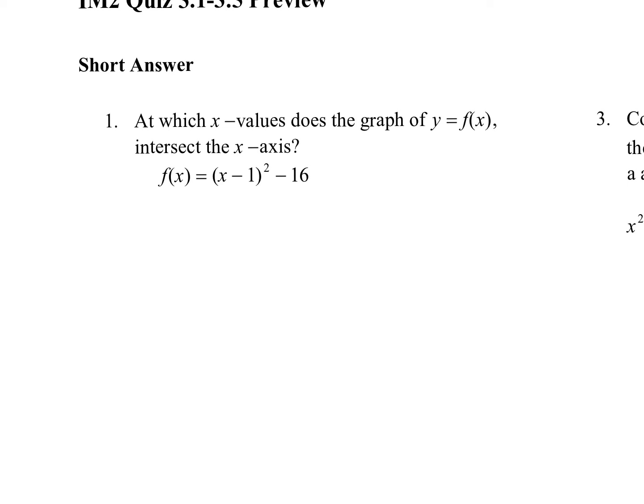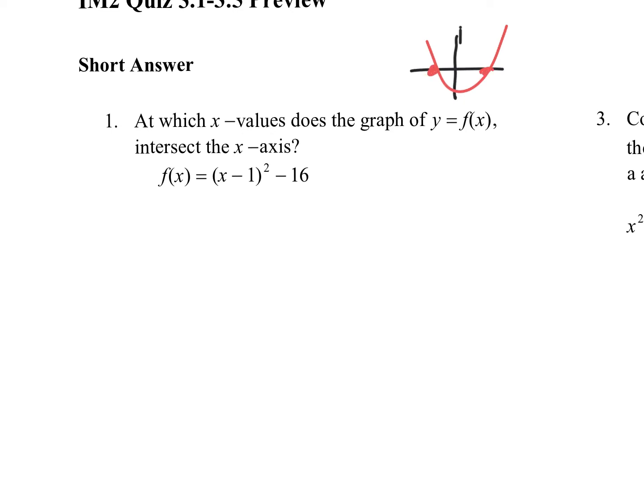All right, the first question here asks us to find the x values where the graph of y equals f of x intersects the x-axis. Remember, if something intersects the x-axis, let's just talk about that real quick. Here's your basic graph, right? If something intersects the x-axis, when does that happen? Well, here's the x-axis, right?